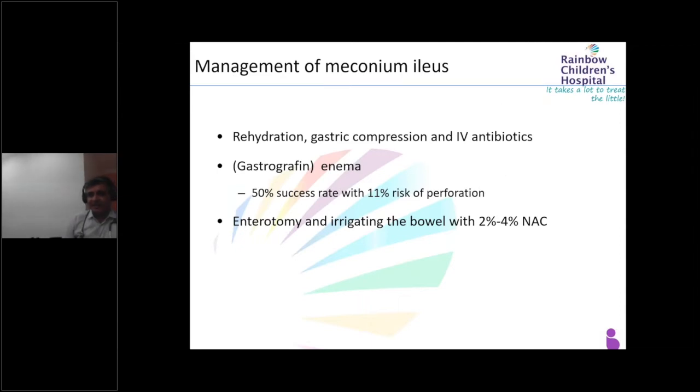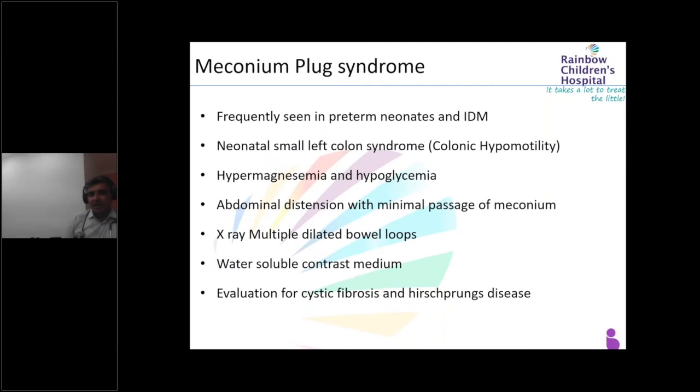It is managed by rehydration, gastric decompression, and IV antibiotics. Enema is used with a success rate of 50%, but the risk of perforation always remains. Alternative treatments include enterostomy and irrigating the bowel with 2 to 4% N-acetylcysteine, which liquefies the meconium and leads to easy dissolution of the meconium.